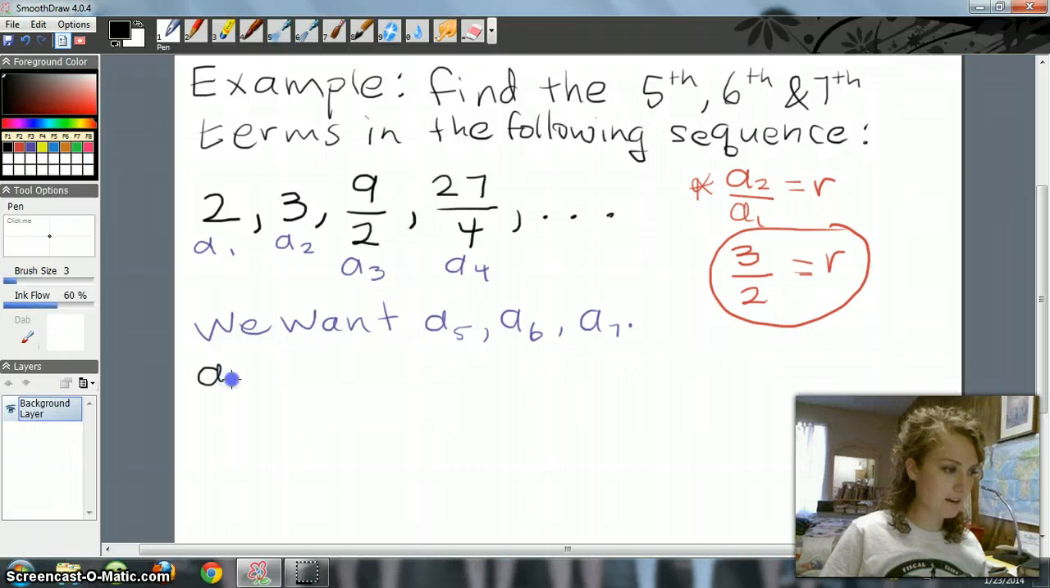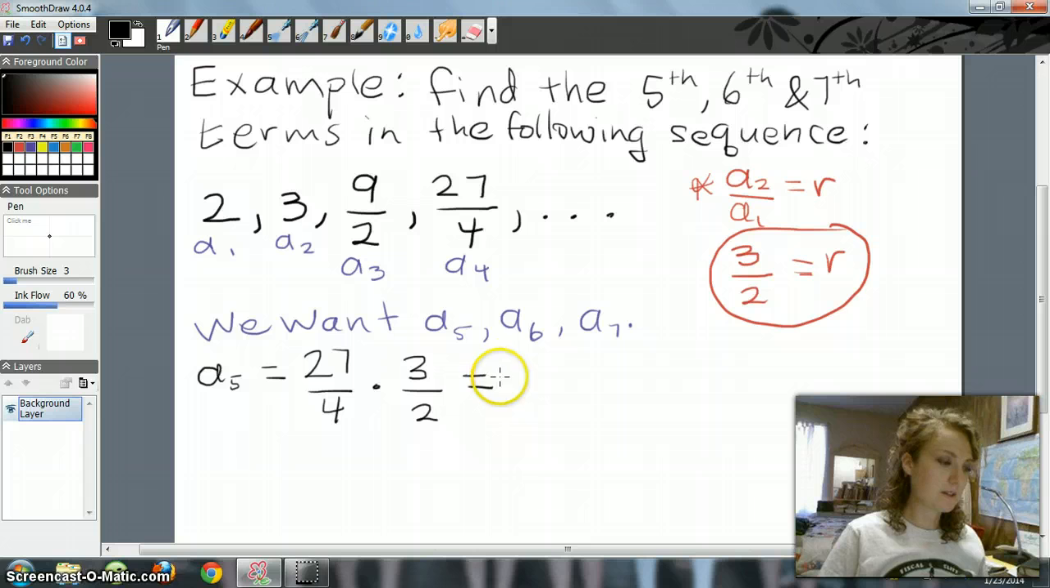We know that a sub 5 is going to be equal to the 4th term, 27 fourths, times the common ratio, 3 halves. This is going to be equal to 81 over 8. So check, that's the 5th term in the sequence. We've got it.